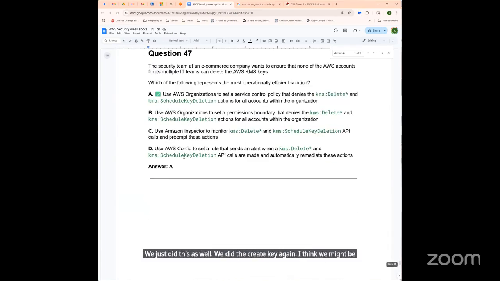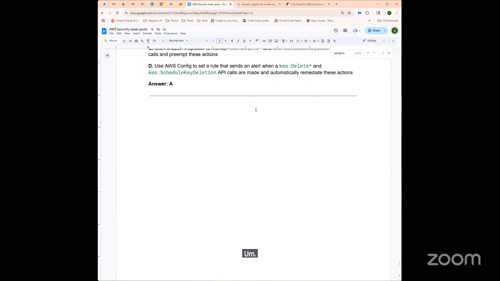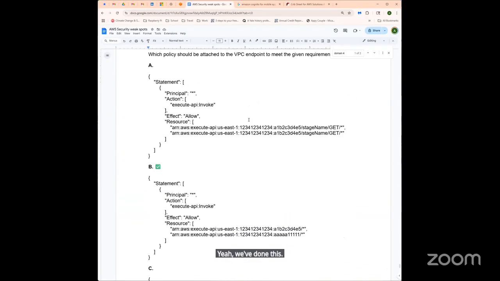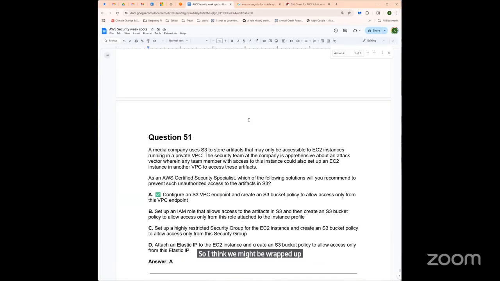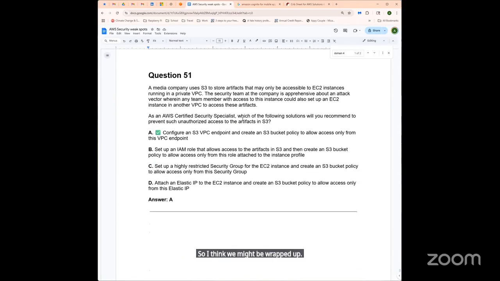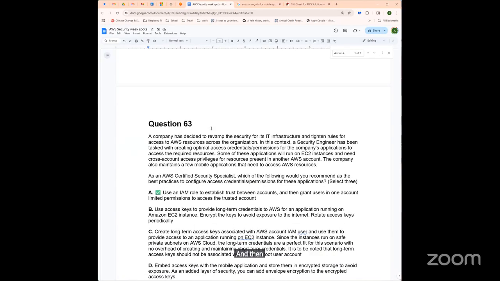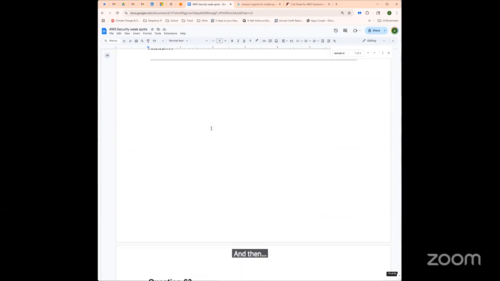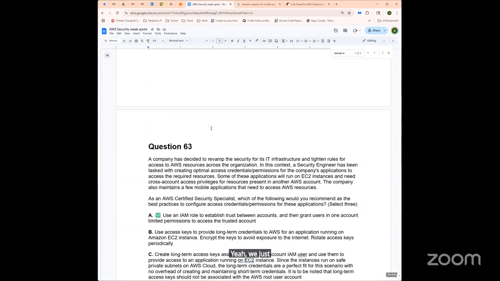I think we might be wrapped up for this. Yeah, KMS key, organization, delete, and schedule key. Yeah, we've done this. We've done this API already. I think we might be wrapped up. We did this, the VPC endpoint, S3. And then, let's see. Meeting companies is S3. Yeah, we just did this. We did that much earlier.